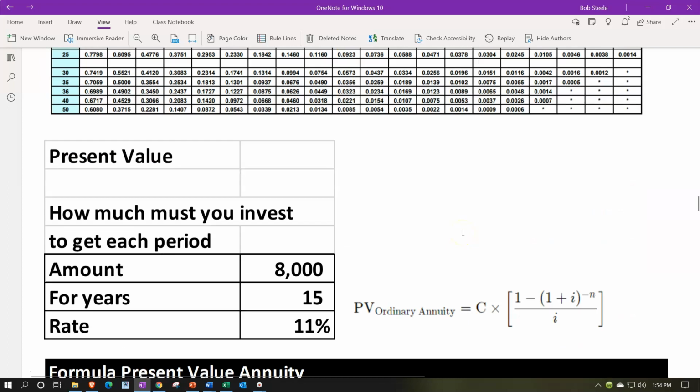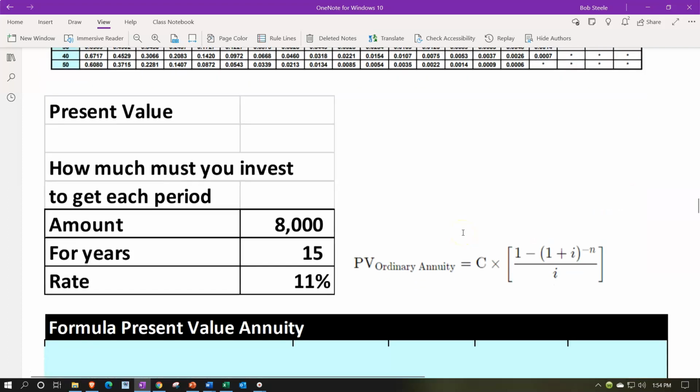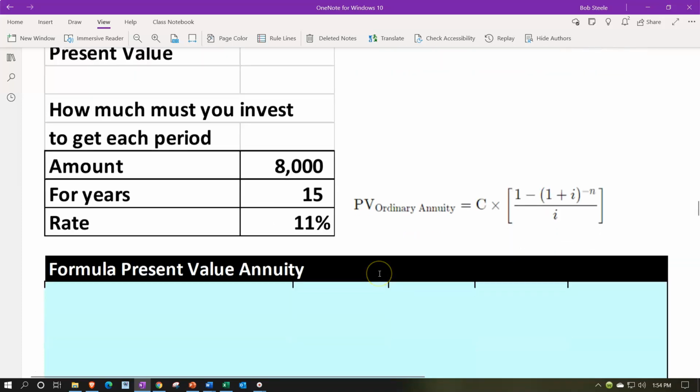Let's take a look at an annuity type of scenario now. So how much must you invest to get each period 8,000 for 15 years at 11%? So now we're saying I would like to put in a lump sum at this point in time and get paid a fixed amount, 8,000 per year for some period of time, 15 years. So how much would we have to put in today to basically do that?